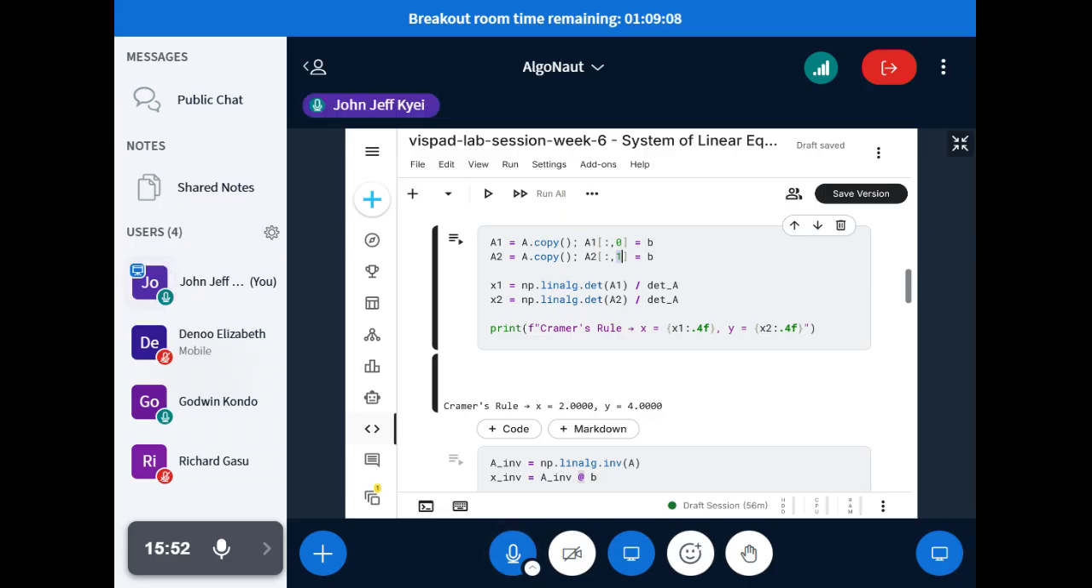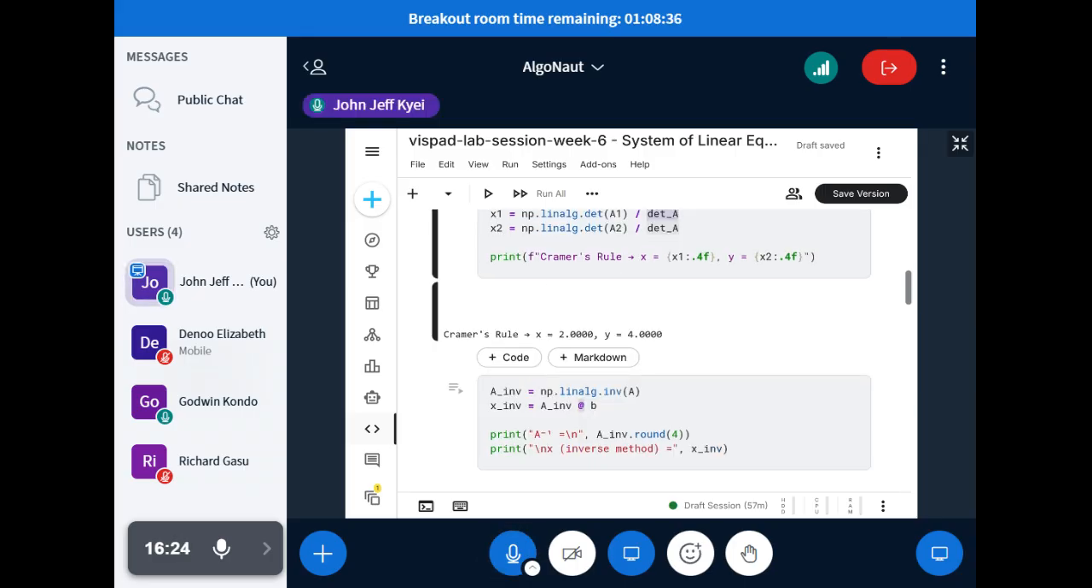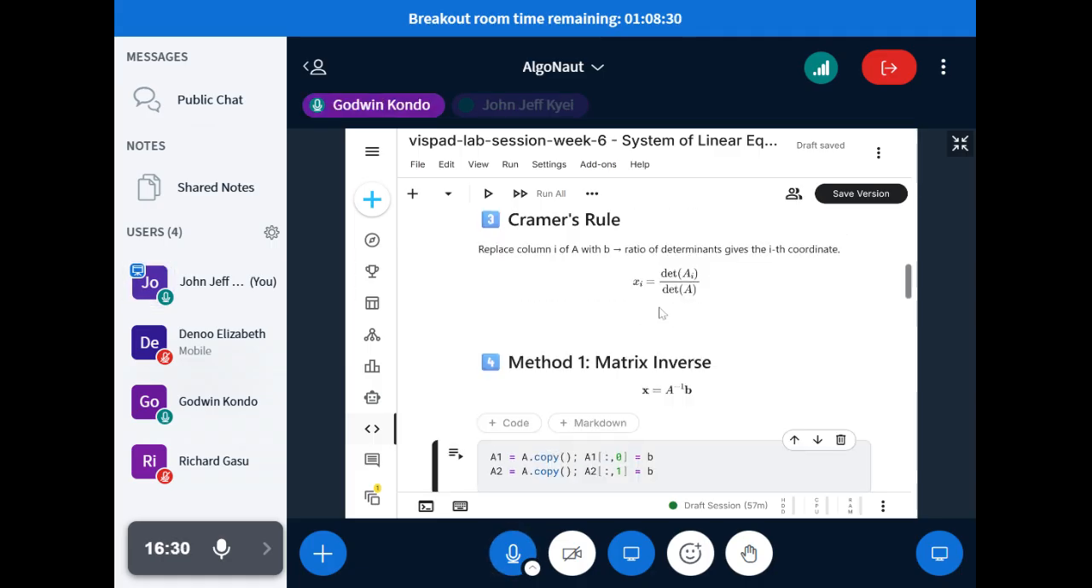I think this was done in the theory class, so you can get a hang of what's going on over here. And we take the determinant of each modified matrix. This first one is the first modified matrix, and this is the second modified matrix. So we take the determinant of the first one and divide it by the determinant of the original, and we do the same for the second one and divide it by the determinant of the original. As you can see, for the first one we get 2, and for the second one we get 4.